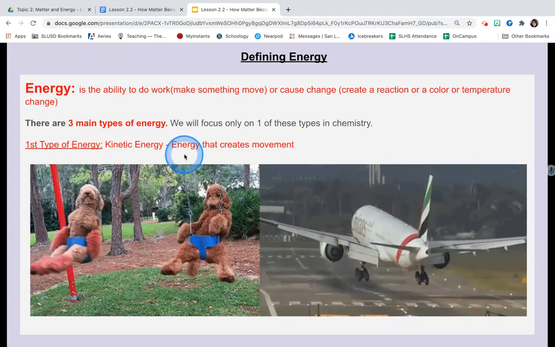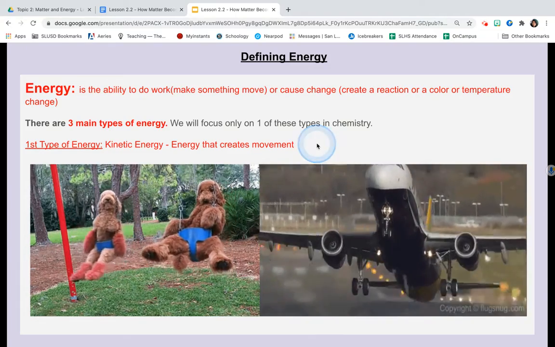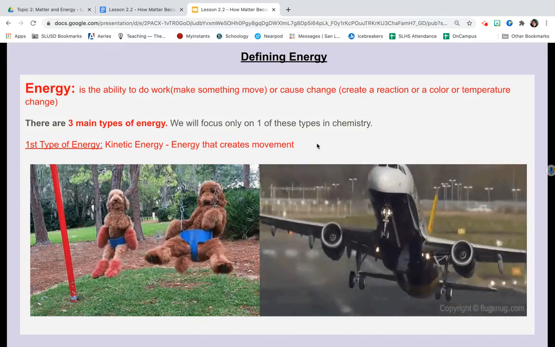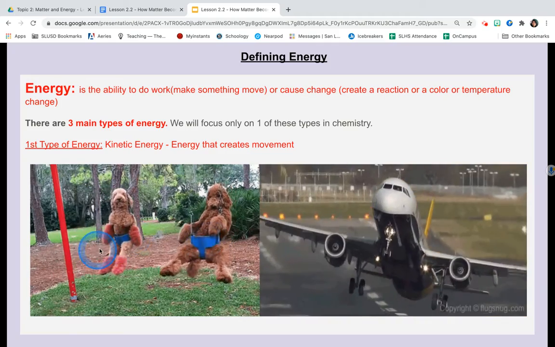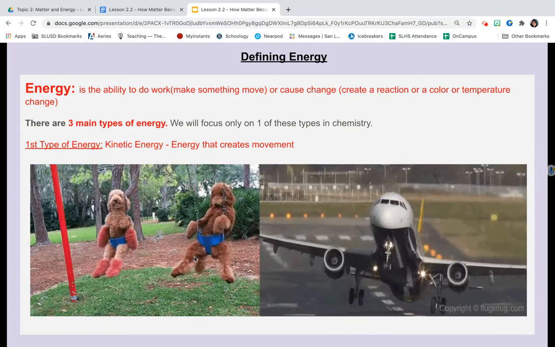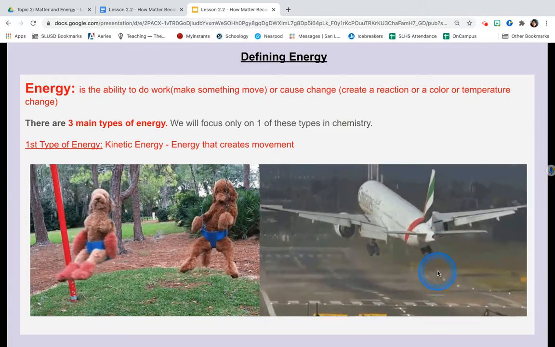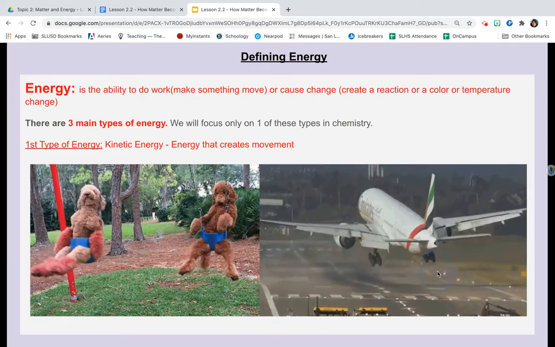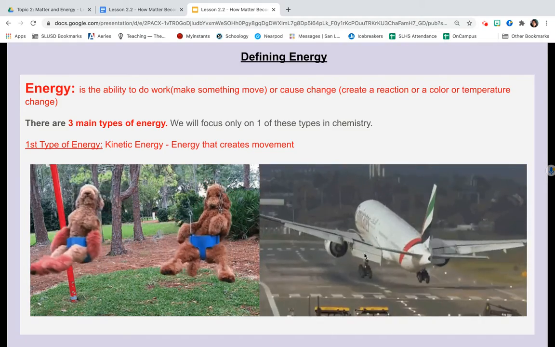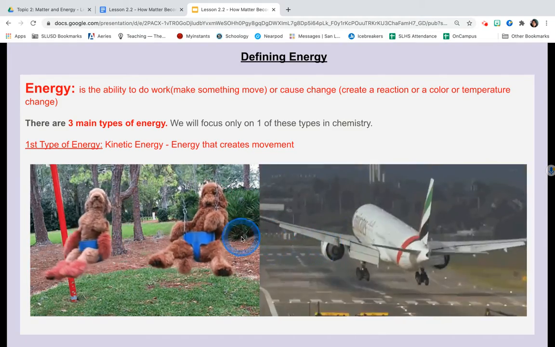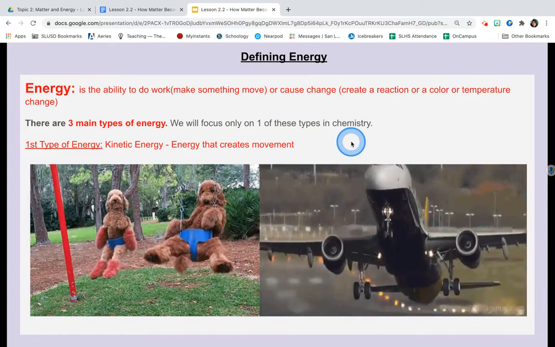So, the first type of energy, you'll focus more on this in physics, is called kinetic energy. So, kinetic energy is basically energy that creates movement. So, if someone was pushing their dogs earlier on a swing and they're still swinging, they created kinetic energy because you can see the dogs moving, right? You can see this plane not doing so great on its liftoff, but it's still happening and it's still moving. So any energy that shows or demonstrates something moving or movements, we call kinetic energy. Kinetic meaning moving. So that's the first type of energy.